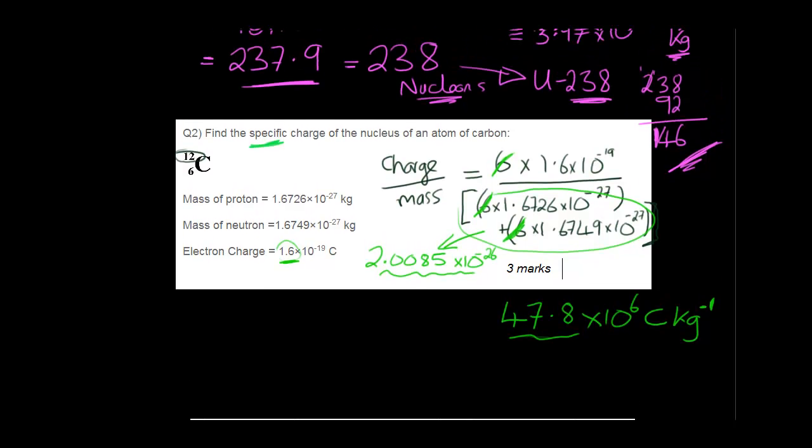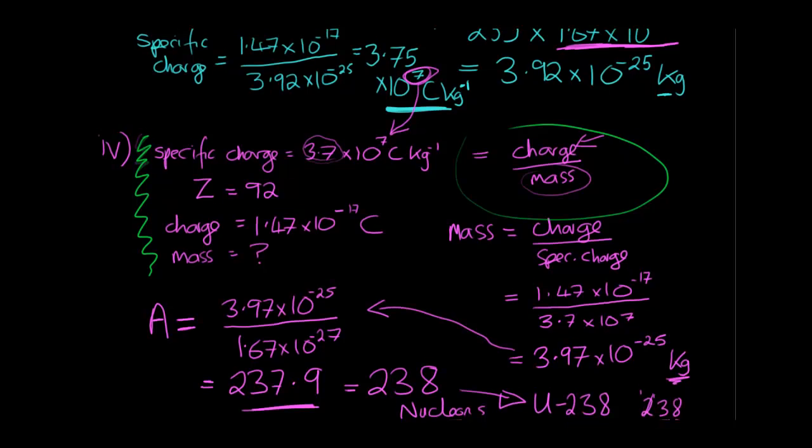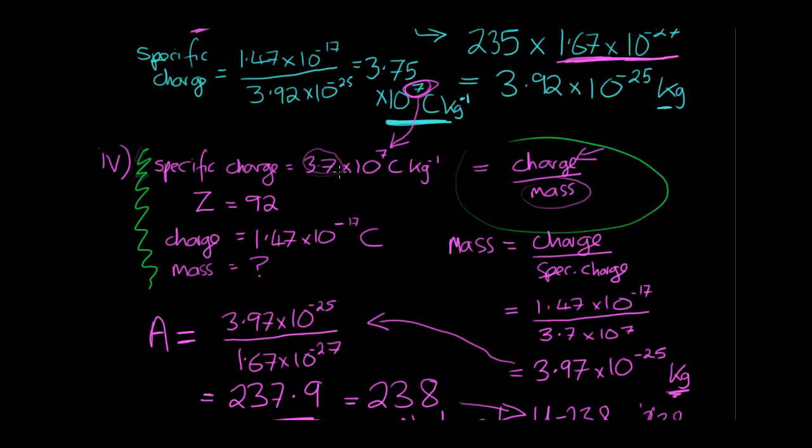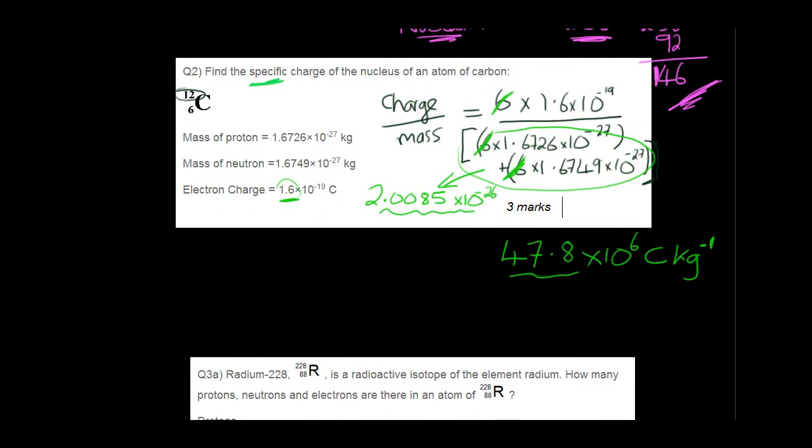Well, remember the uranium case? The uranium specific charge was 3.7 times 10 to the 7. So we're around the same kind of ballpark, aren't we? In fact, yeah, because that's 4.78 times 10 to the 7. So that makes sense. Okay.